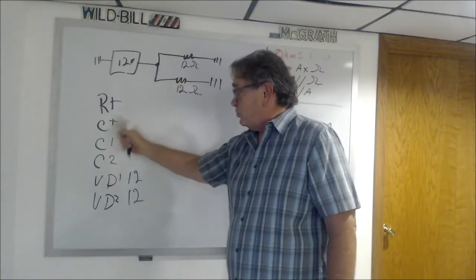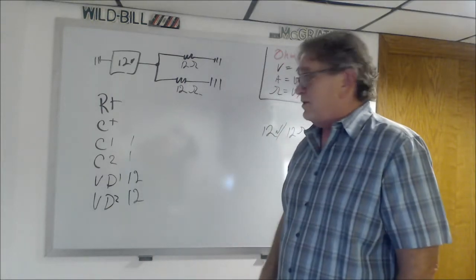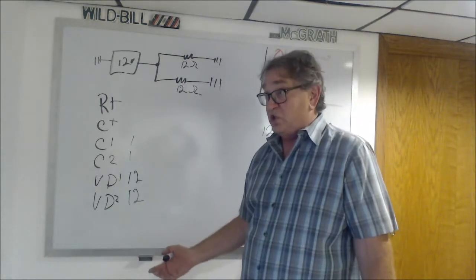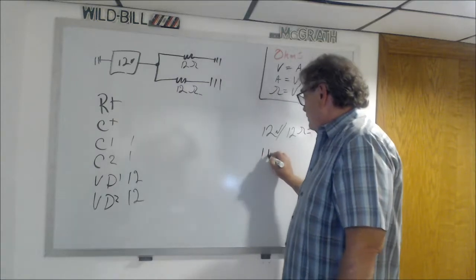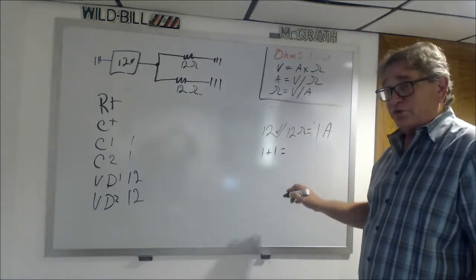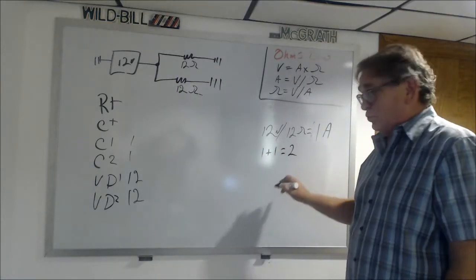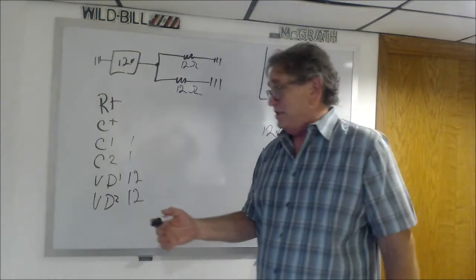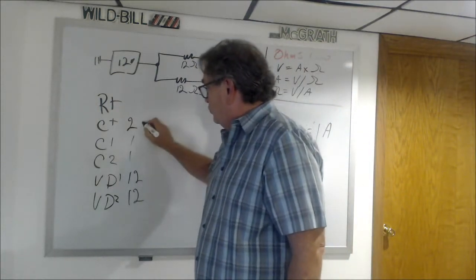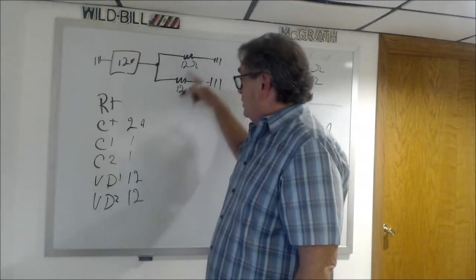So my current total is pretty simple to figure out as well. All I've got to do is just add them up. So 1 plus 1 equals 2. Told you the math was going to be easy. So I got 2 amps in this entire circuit.